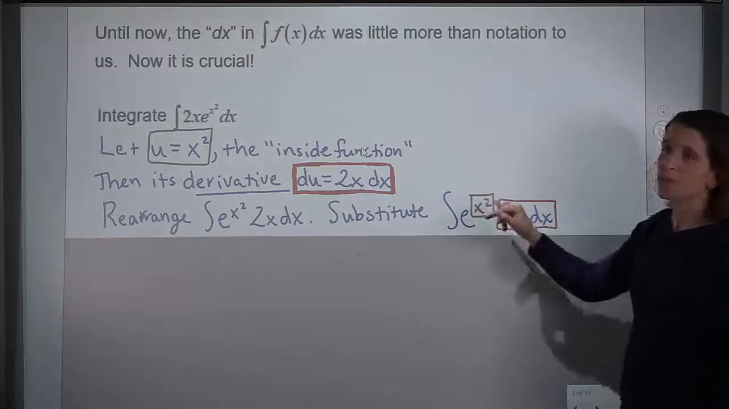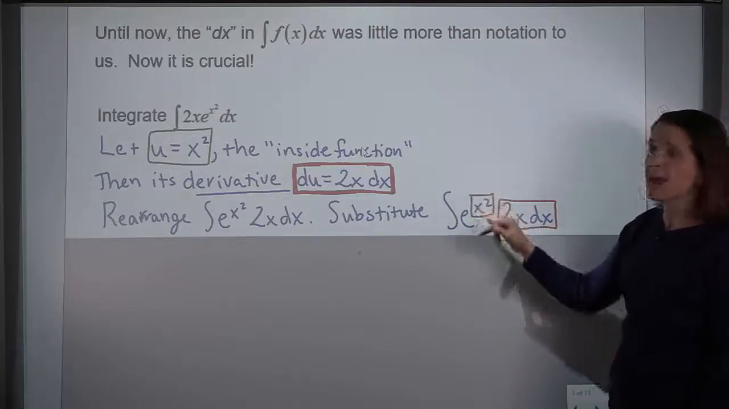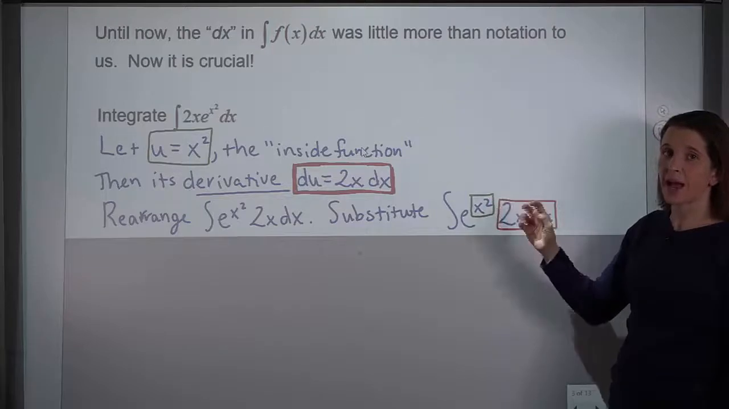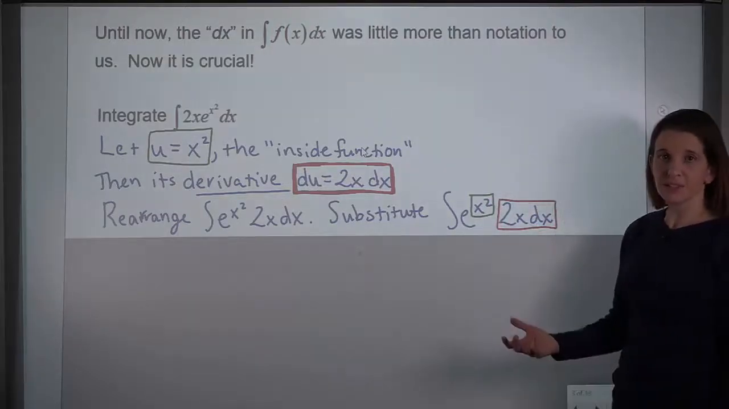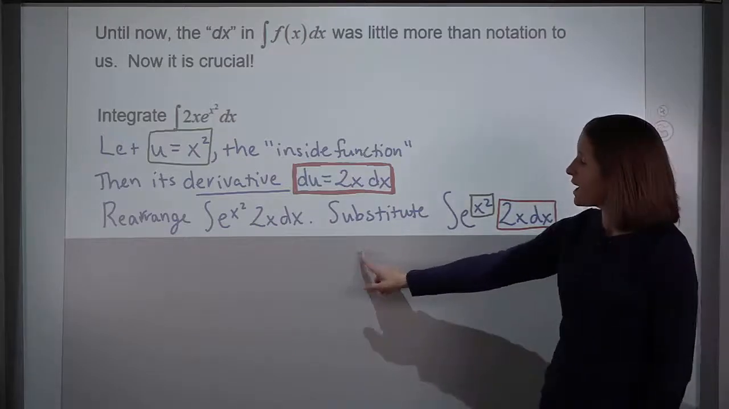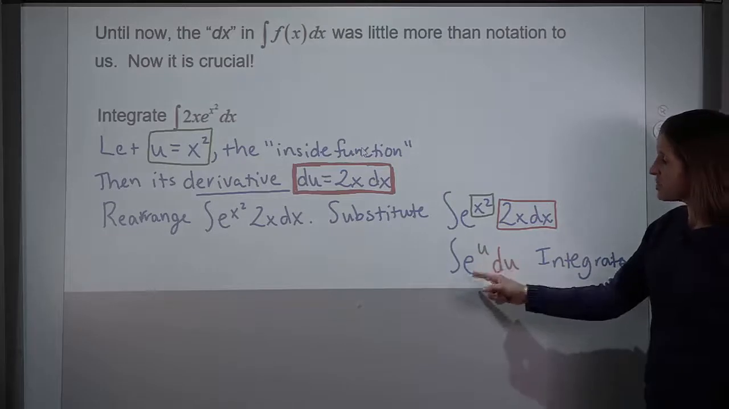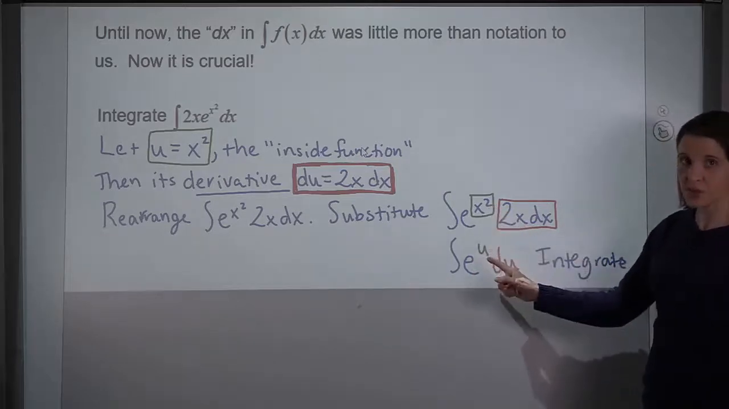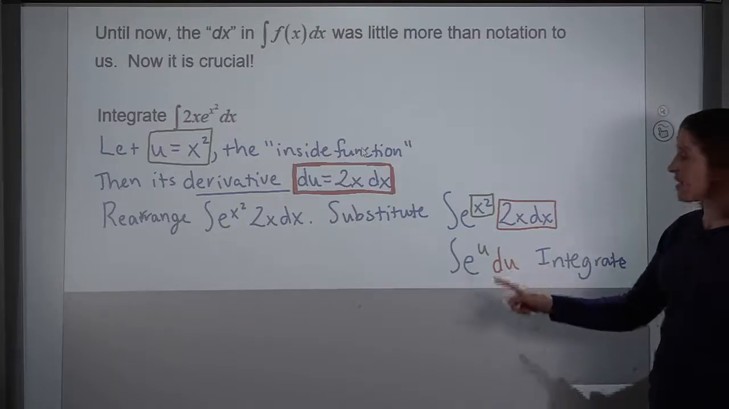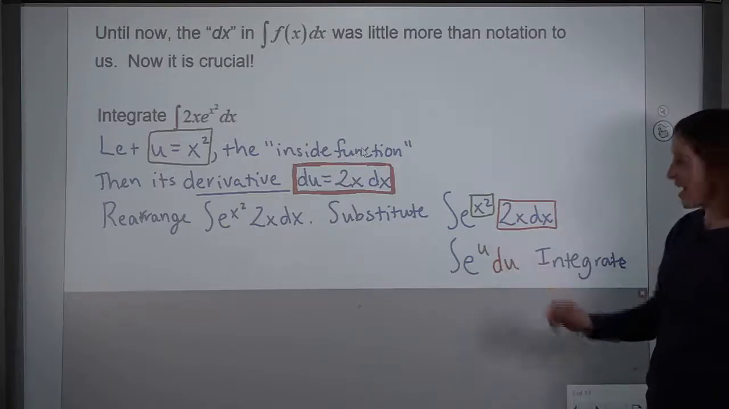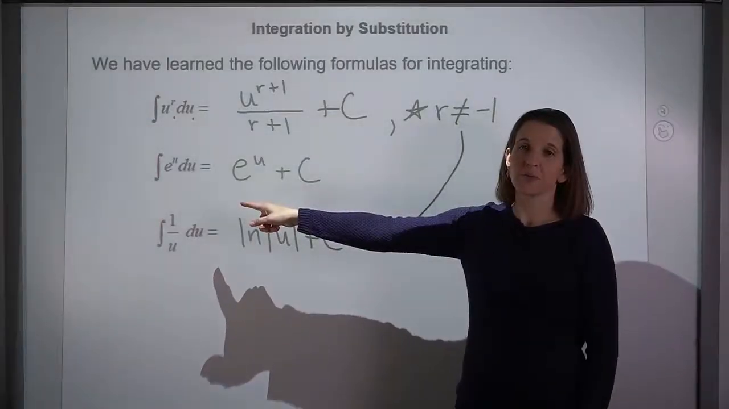So I wanted to show where those things are right now when I rearrange things. I have e to the x squared, which was my u that I chose, and then I have 2x dx, and that was my du that I chose. So I am then ready to actually substitute. E to the x squared was u, and then 2x dx was du. So I have e to the u du, and I know how to integrate that. It's right there, e to the u plus c.